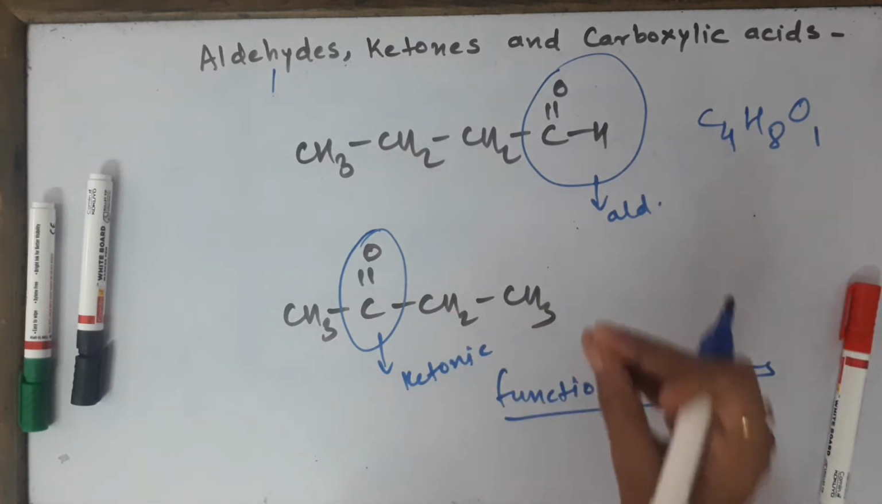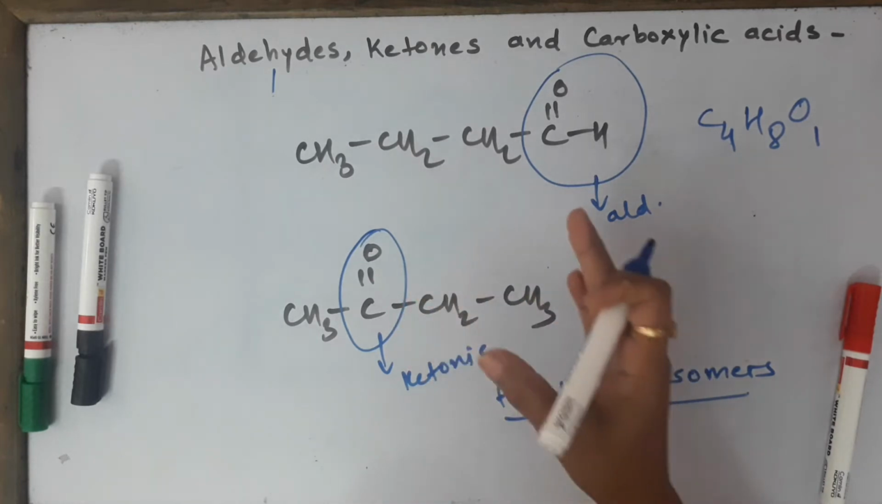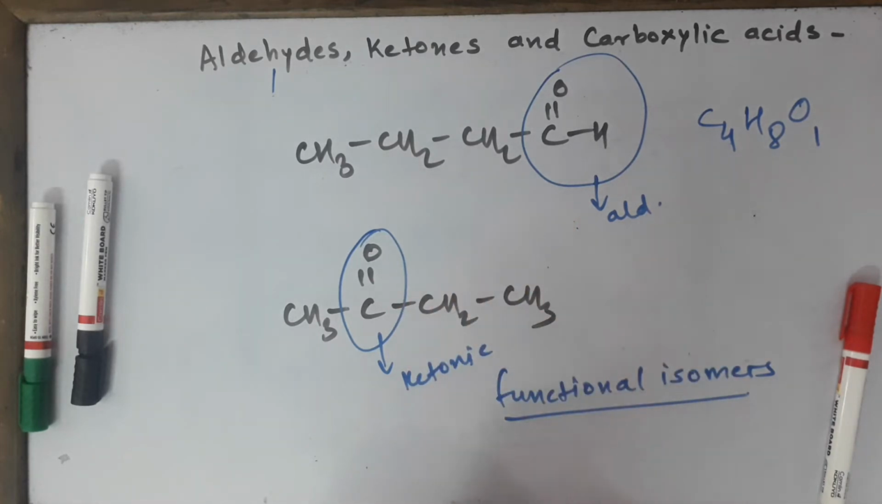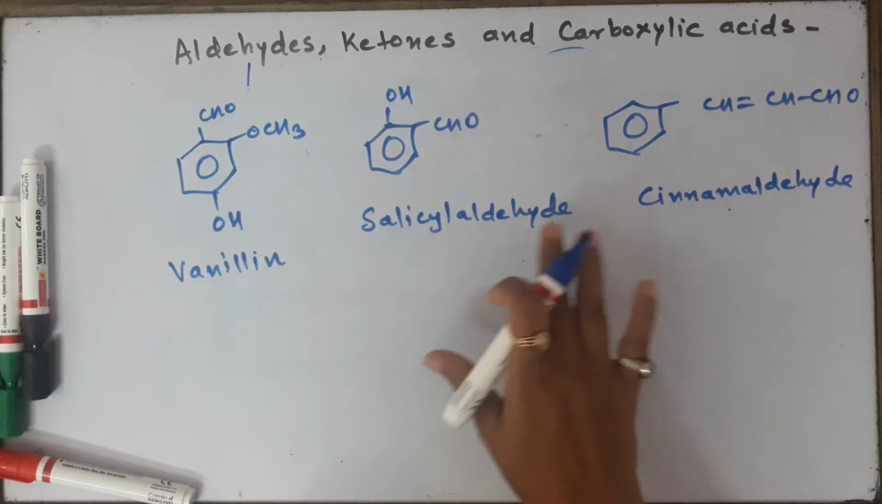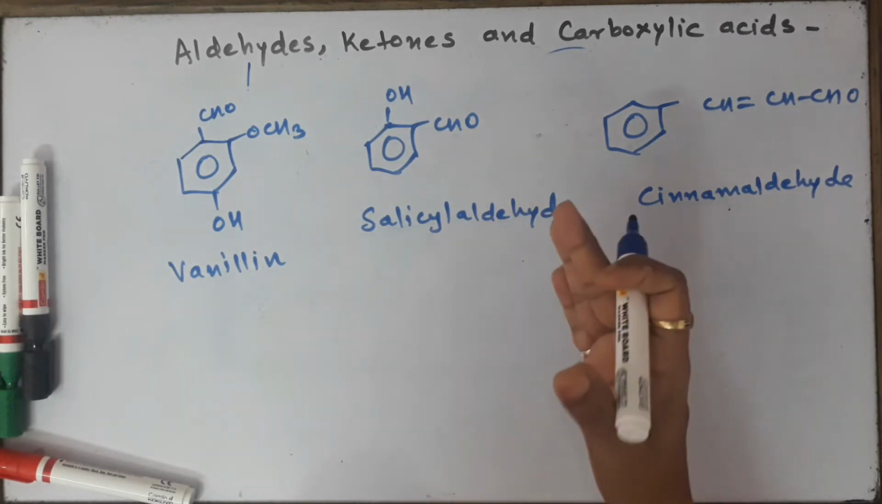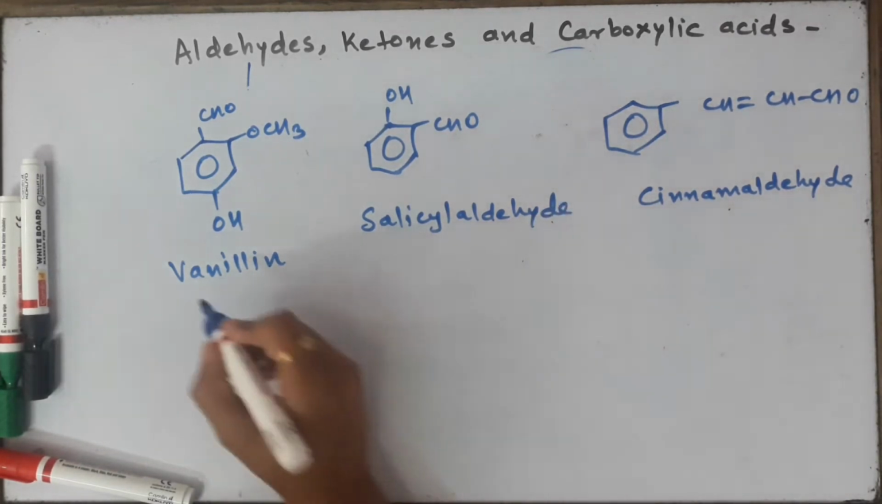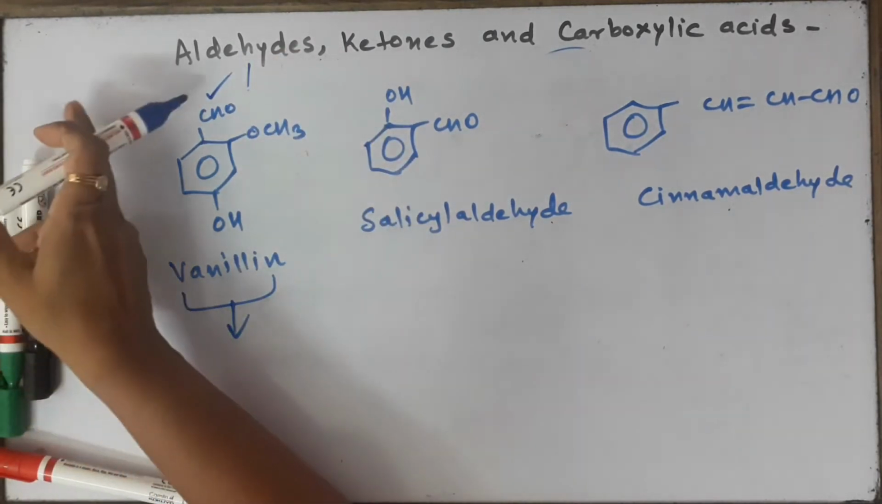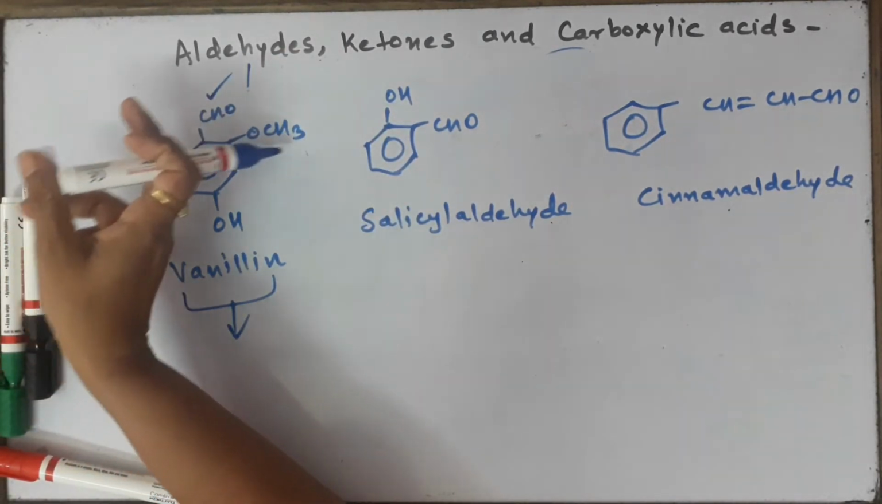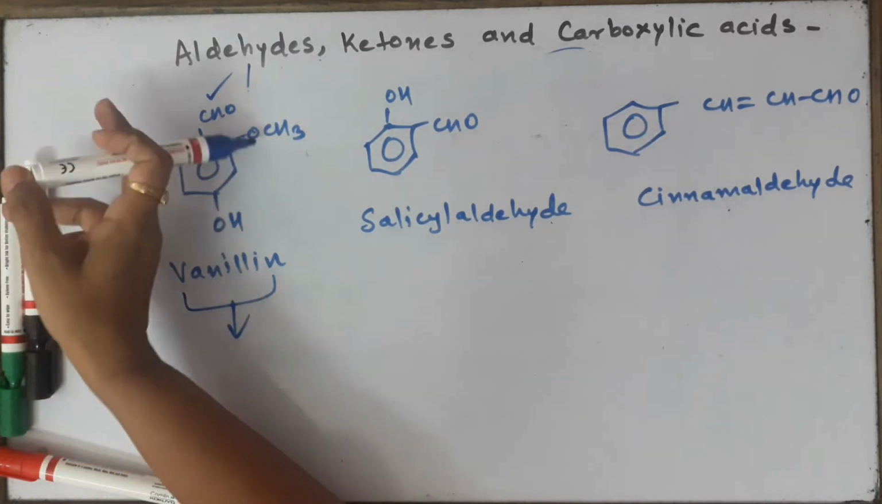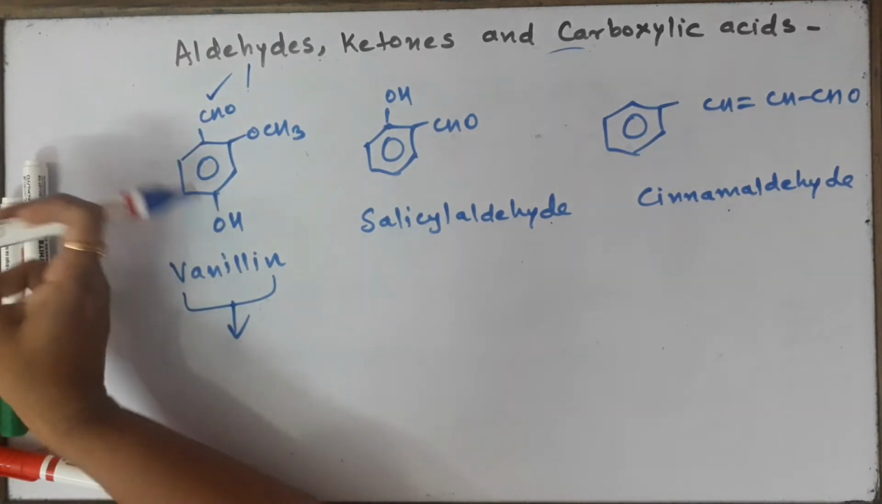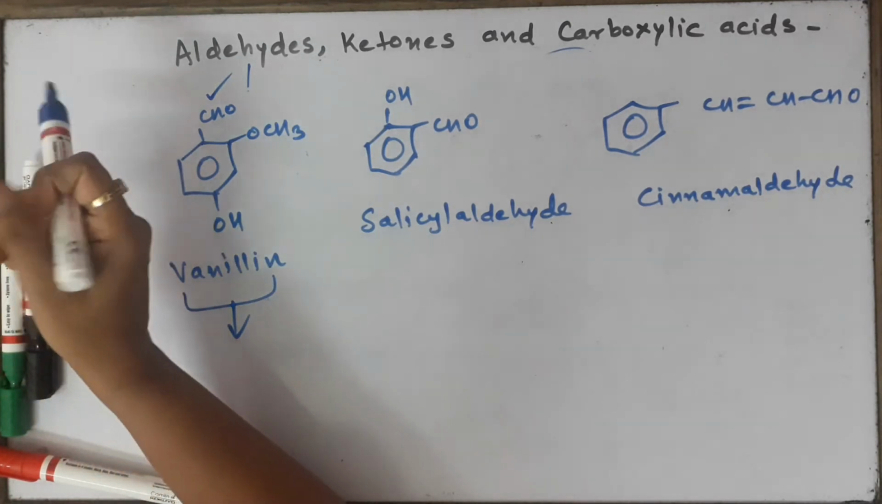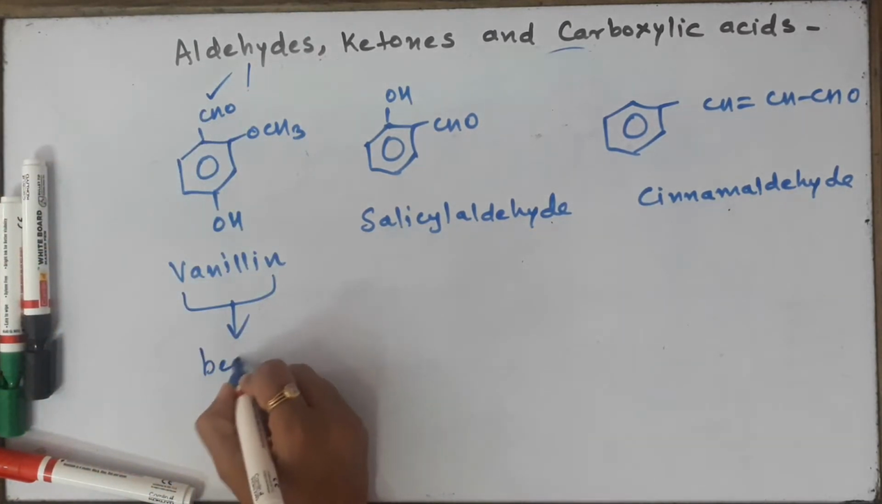Let's have a look at some of the important compounds belonging to this family of aldehydes and ketones. So children, these are some very important compounds which we see commonly around us. Like vanillin, it's an aldehyde. As you can see, the major functional group is going to be aldehyde, and these are not the major ones. These are the secondary functional groups, that is ether and alcohol. So vanillin is basically an aldehyde which is extracted from the beans.